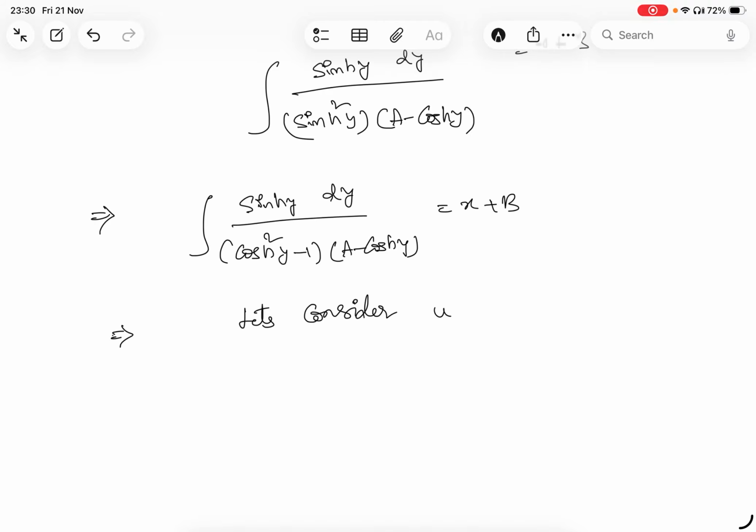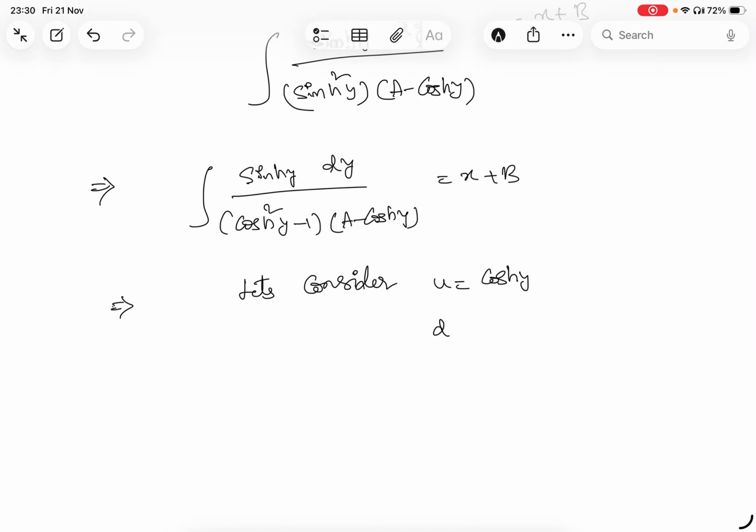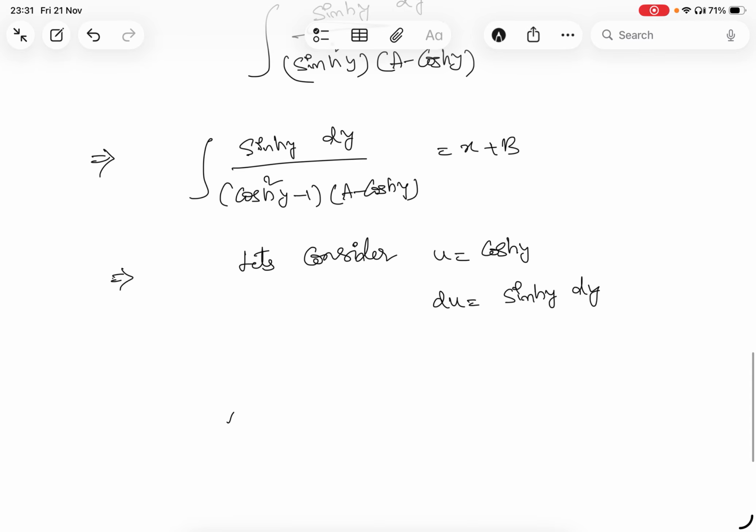Let's consider u equal to cosh y. Fine. Now du is sinh y dy, by differentiation. Now the integration becomes du by cosh squared y minus 1, which is cosh squared minus 1, so u squared minus 1, which can be written as u plus 1 into u minus 1, into a minus cosh y, which is minus u, equal to x plus b.